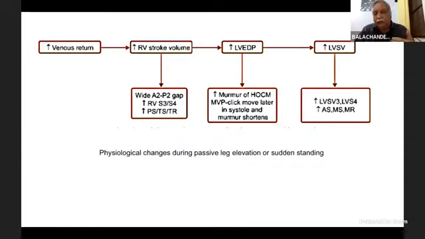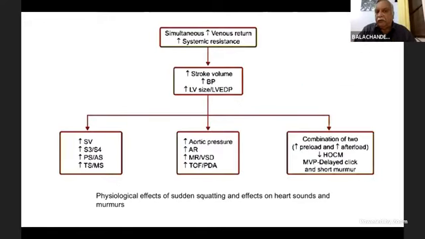So what does passive leg elevation do? It increases venous return, increases RV stroke volume, increases the LVEDP, and then has an effect on the murmur.